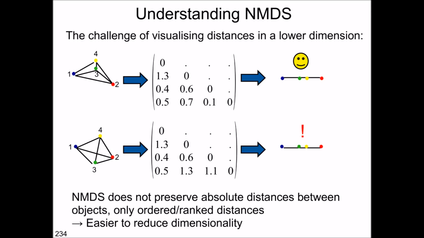For non-metric representation, that's something that we will discuss later. Overall, we can nevertheless say that NMDS has some more flexibility because it does not preserve the absolute distances between objects but only ranked ordered distances, and it's therefore easier to reduce the dimensionality.